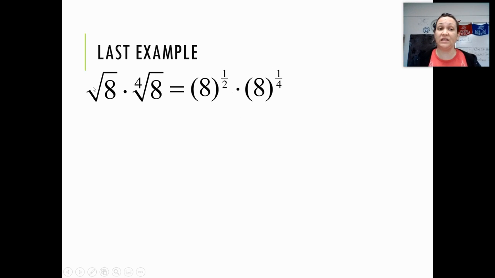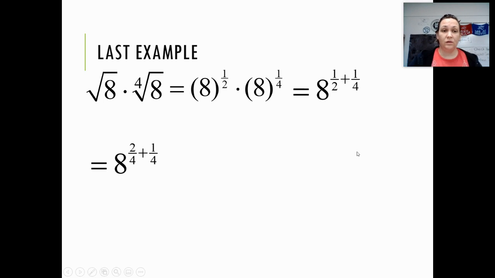This has an index of 2. It's invisible, but it's there. I'm going to add 1/2 and 1/4, and I get 3/4. Now, in this problem, you can put the 3 on the inside or the outside.